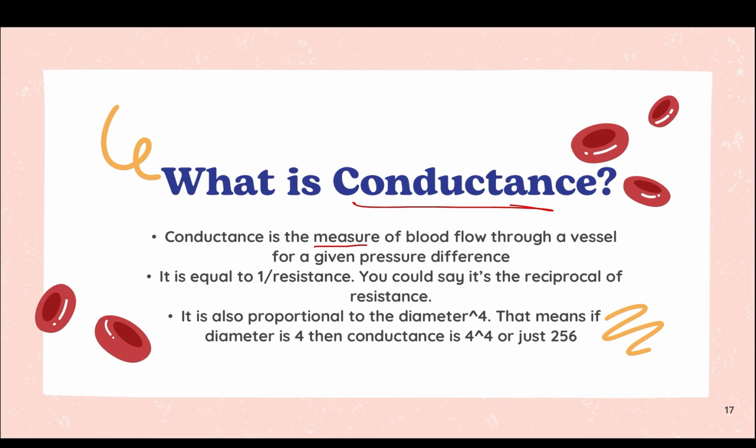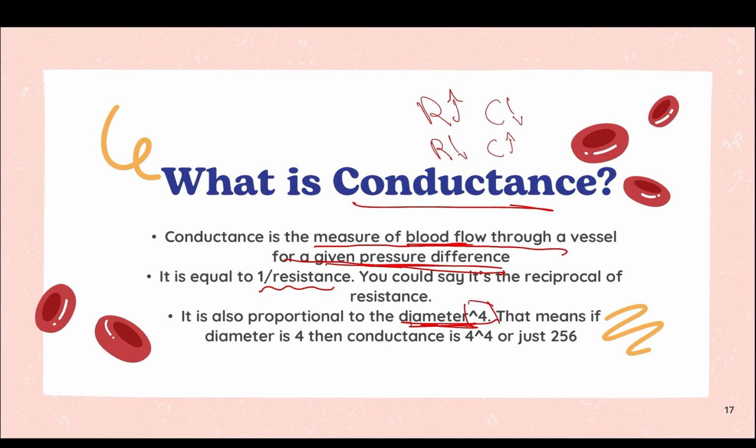Now let's talk about conductance. Conductance is the measure of blood flow through a vessel for a given pressure difference. It is equal to 1 over the resistance, so it's like the reciprocal. If resistance increases, conductance decreases. Resistance up, conductance down. Resistance down, conductance up. It is also proportional to the diameter to the power of 4. So what does that mean? If the diameter is 4, then the conductance is 4 to the power of 4, which is 256.